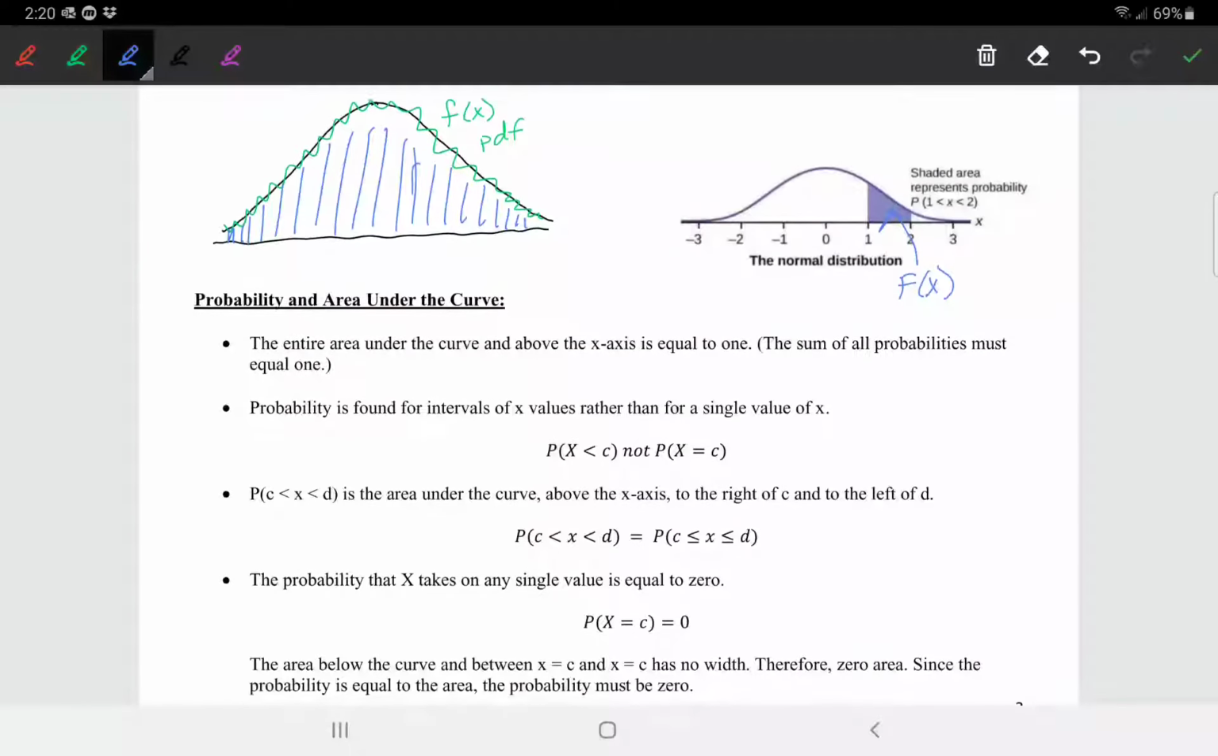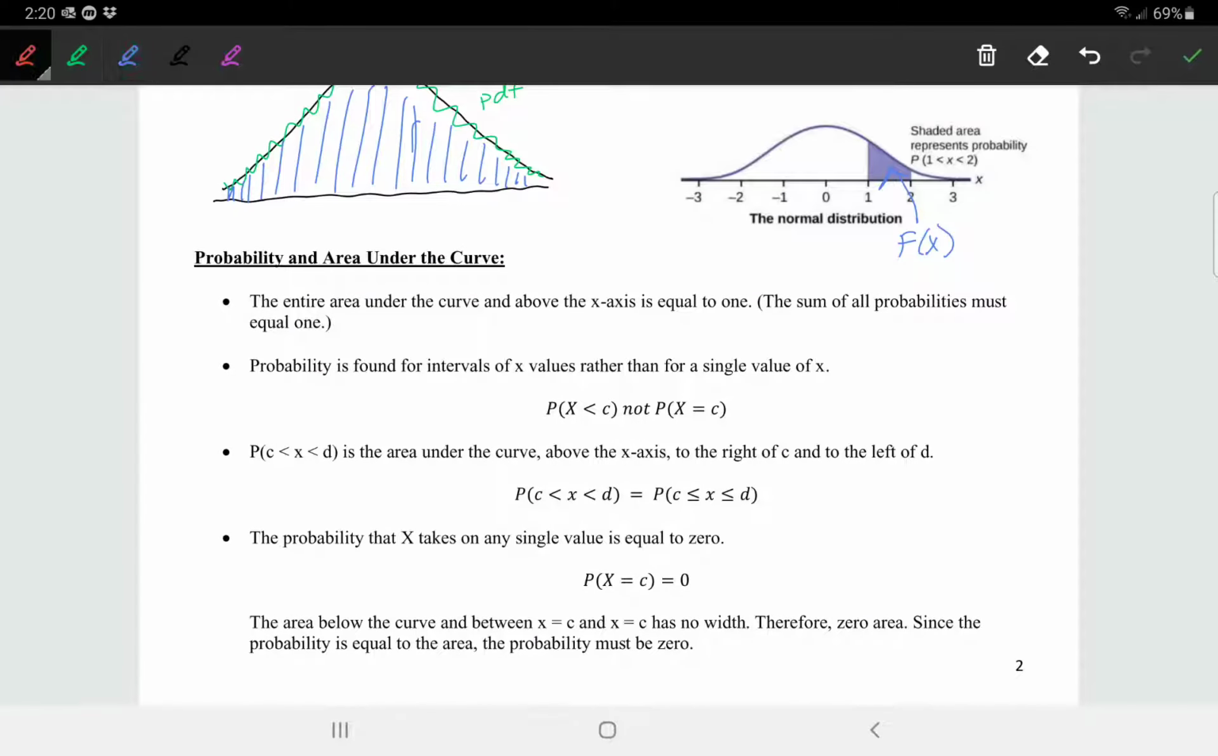But the important connection here for the moment is the relationship between probability and area under the curve. The entire area under this curve and above the x-axis is equal to 1 because this is a probability distribution. The sum of all probabilities must be equal to 1, and hence the area under the curve must also equal 1.